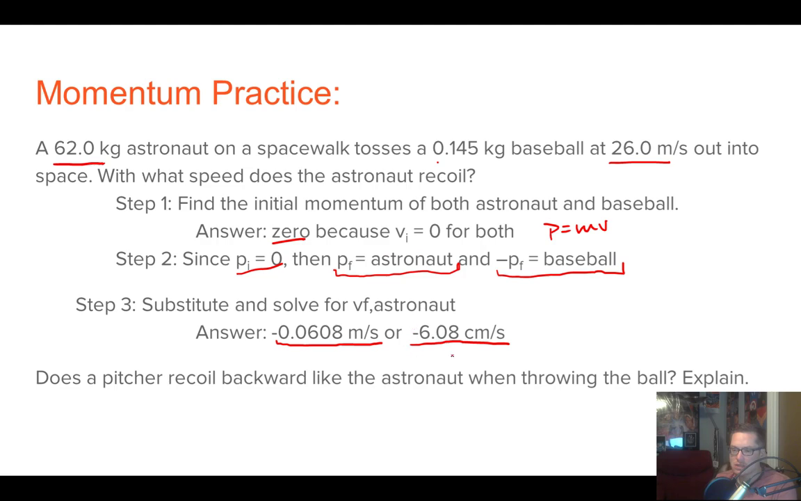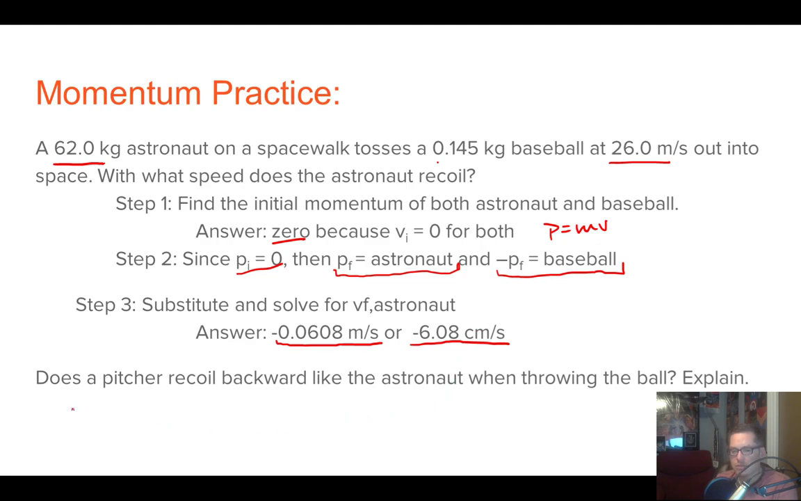Now notice that this is significantly lower velocity than the baseball. The baseball is traveling at 26.0 meters per second out into space. The astronaut's got quite the arm, it looks like, but the astronaut's only going to go backwards at negative 6.08 centimeters per second. Okay, and the reason for that is because the astronaut weighs significantly more than the baseball does. Their momentum is conserved, but because the mass of the astronaut is so much higher than the mass of the baseball, the velocity has to be a lot lower to compensate.